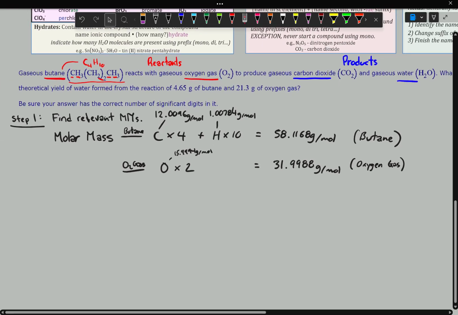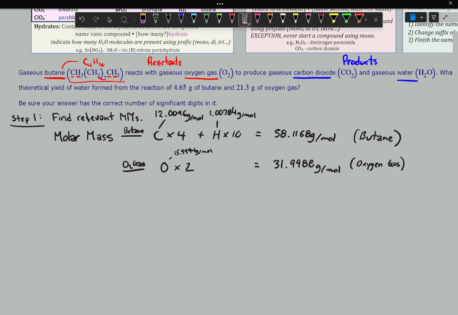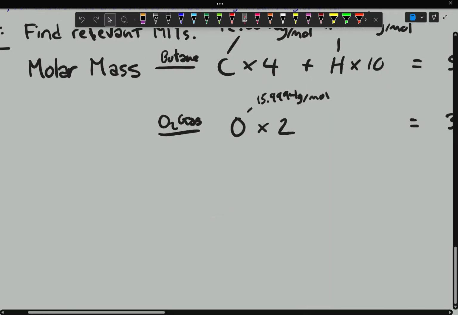What else do we need to find the molar mass for? Well, we're being asked for the theoretical yield of the amount of water formed from the reaction. So the only product we care about is water. We don't really need to find the molar mass of carbon dioxide. It's not relevant to this problem.